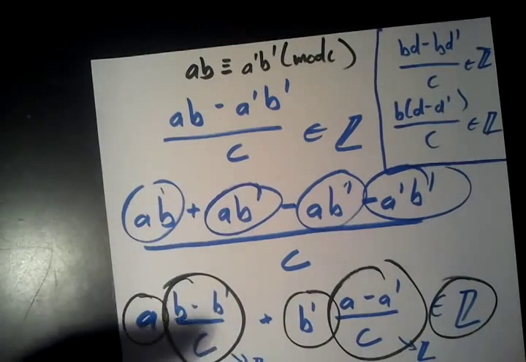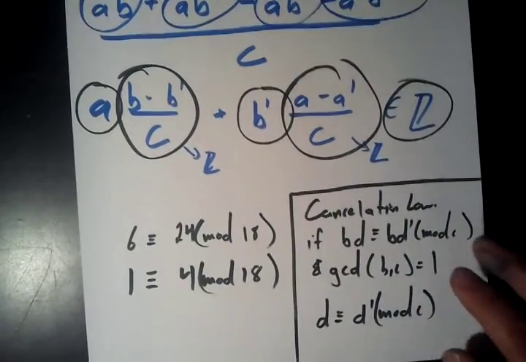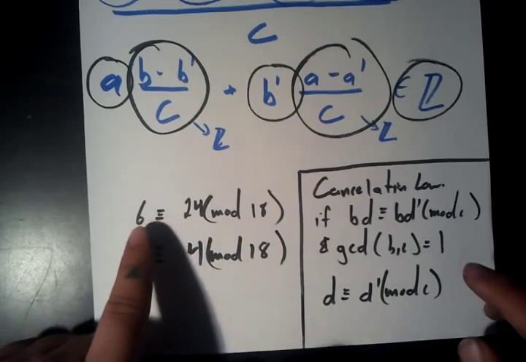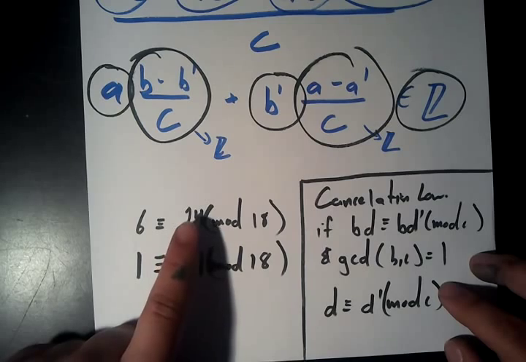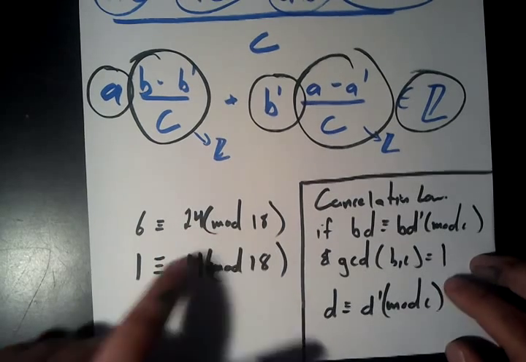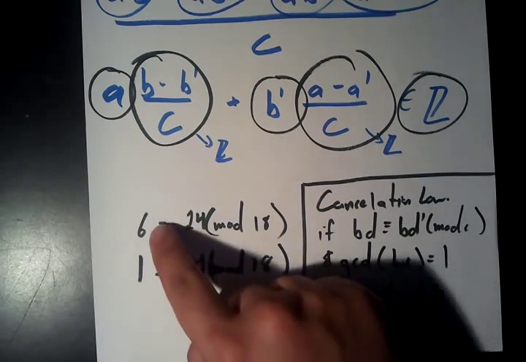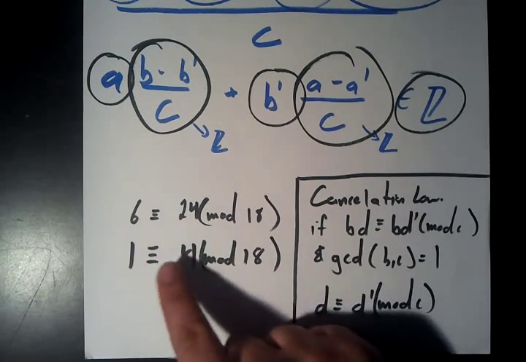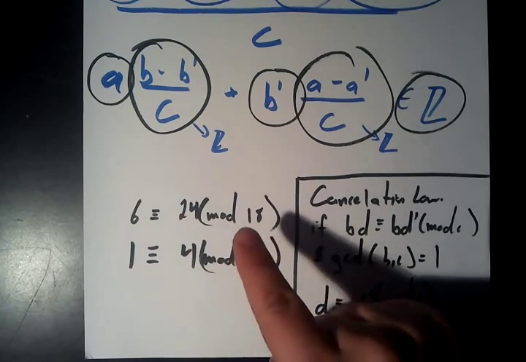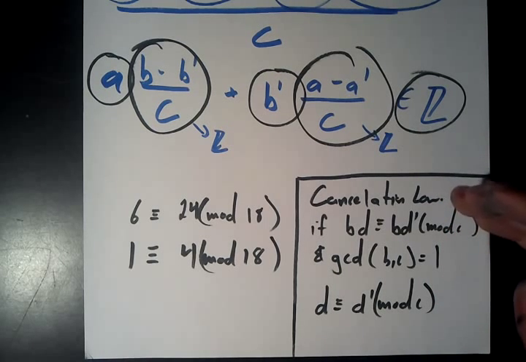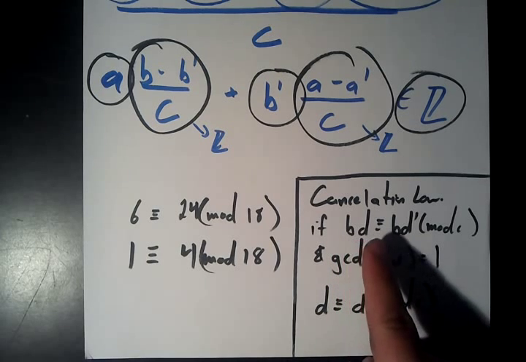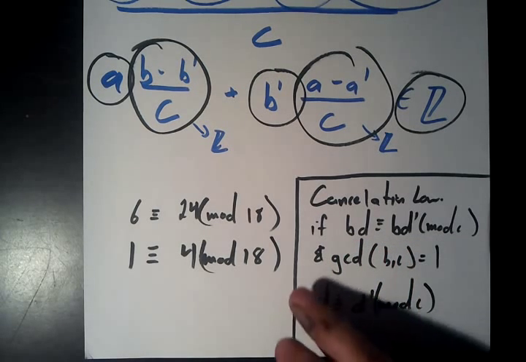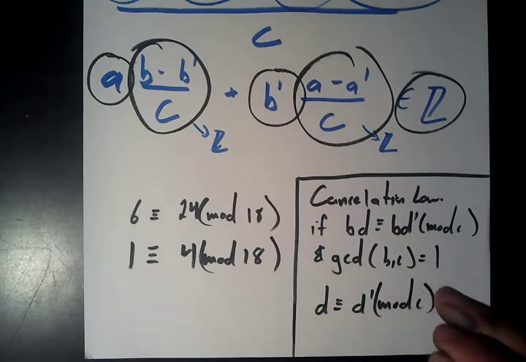The cancellation law deals with division. So we come down here, we see that 6 is congruent to 24 modulo 18, but that does not hold if we just divide each side by 6. 1 is not congruent to 4 modulo 18. So we have to use the cancellation law because a certain condition has to be met. The cancellation law says that if BD is congruent to BD prime mod C and the greatest common divisor of B and C is 1, only then does D is congruent to D prime mod C.